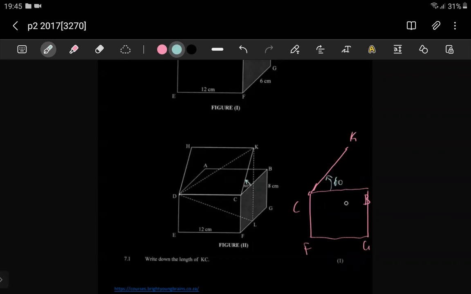They're asking for the length of KC. So logically speaking, this is the lid of this box. This lid was closing this distance here. So if this distance here is 6, this lid is also just 6.